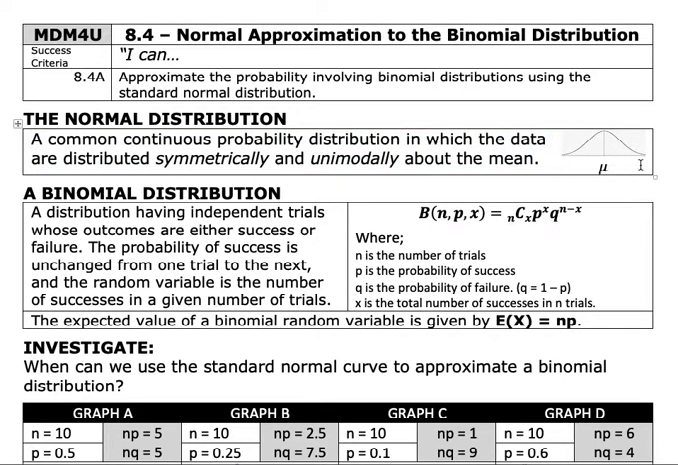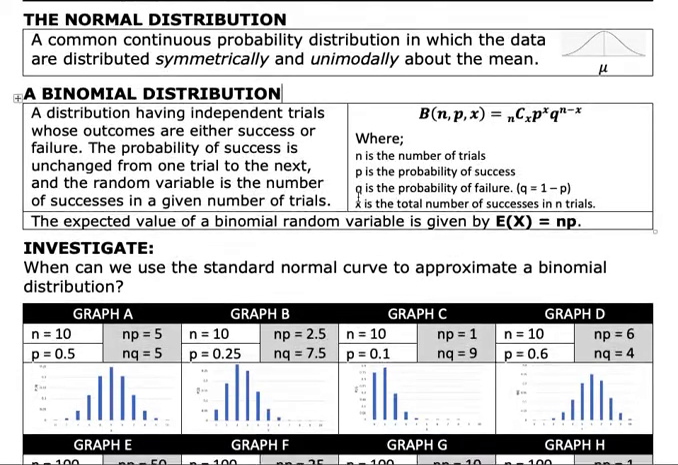So this is the standard model used to approximate areas underneath the curve, which gives us the probability of a certain outcome, so different values of the random variable x.